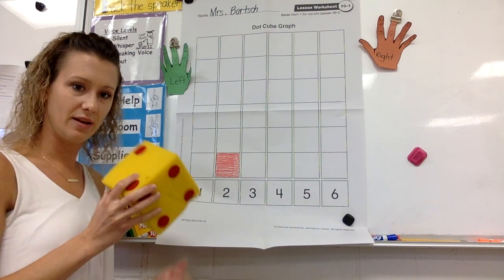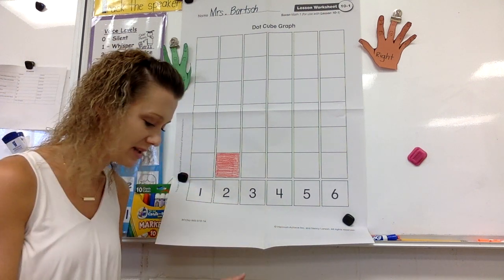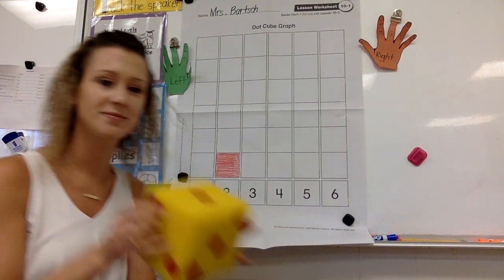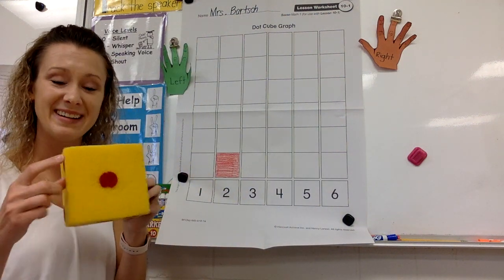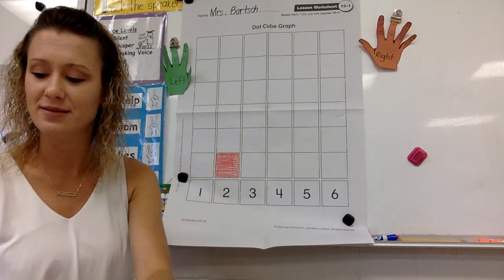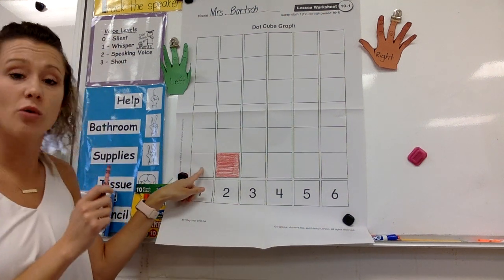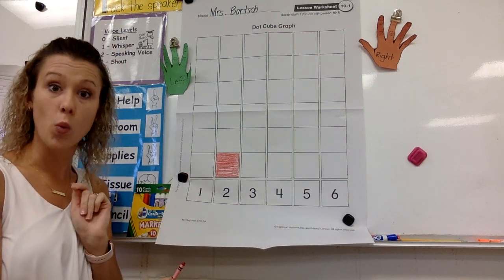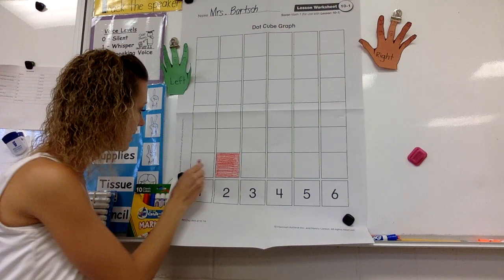I'm going to roll the die again. You're watching. What number is on top? Whoop. What number? How many dots? 1. So you're going to take your red. We are going to color 1 square by number 1 because we rolled 1 number 1.